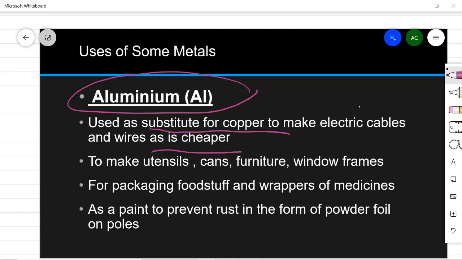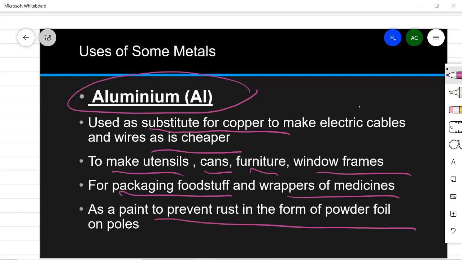And it is used to make utensils, cans, furniture, window frames, etc. Then it is used for packaging food stuff. You must have aluminium foil at your home. Wrappers of medicines and the foil used in homes are made of aluminium. Aluminium powder is also used as a paint to prevent rust, for example on telephone poles.